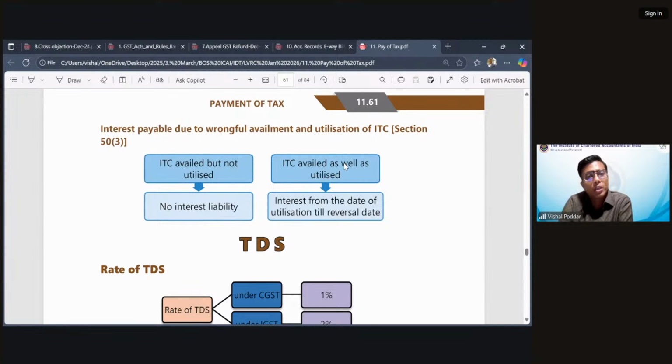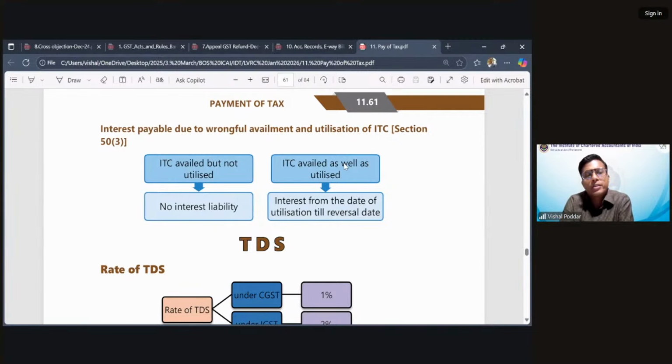And now the position given for computation of interest is that in case you have wrongly availed an ITC, like in my example, in August return, you wrongly availed 500, which is not eligible. Now this 500, if you have not utilized and you have reversed it in November, there will be no interest, because now interest under section 50(3) triggers when you do both wrong availment and also wrong utilization. So where both things are going wrong, you are required to pay interest. If only wrong availment has happened, but utilization has not happened, there is no requirement to pay interest.